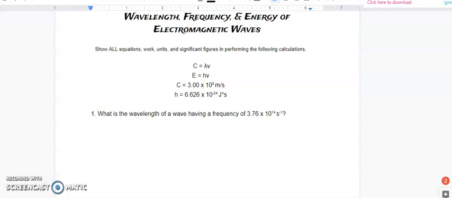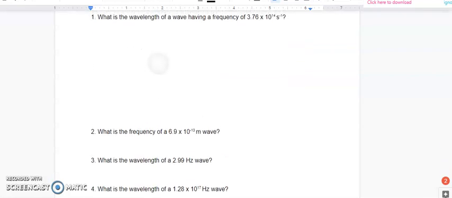Okay guys, real quick, let's go back over wavelength, frequency, and energy. We're going to start with wavelength. This is our practice sheet that we did in class. We're just going to review a couple of them to make sure we're good, so when we get to our quiz and our tests, we have a solid foundation.